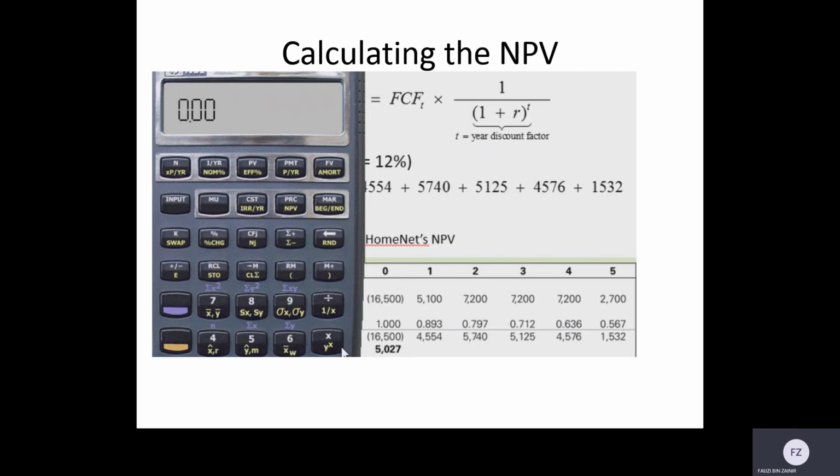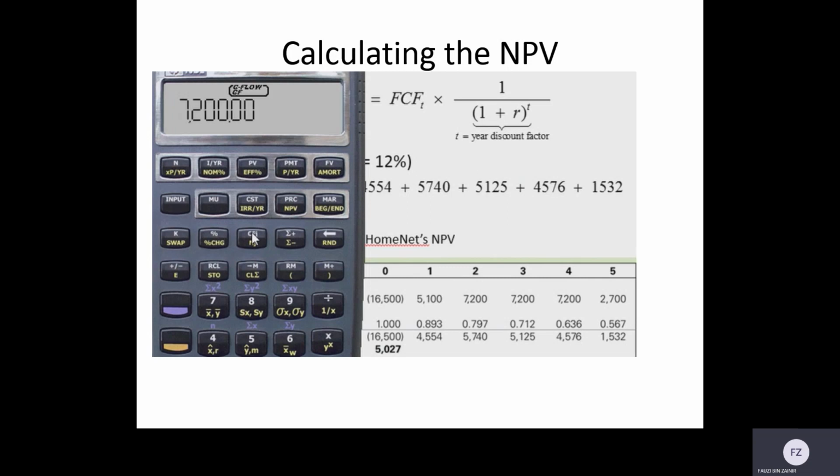So we key in 6,500, then you have to make it negative, and then we press CFJ. That one is for year 0. Then for year 1 it is 5,100, CFJ. For years 2 to 4 we have 7,200, CFJ.